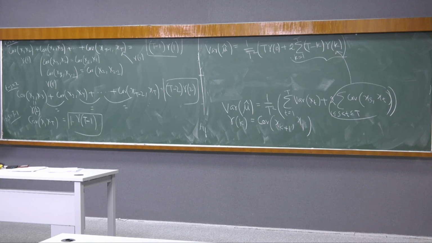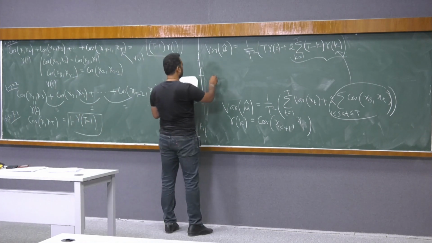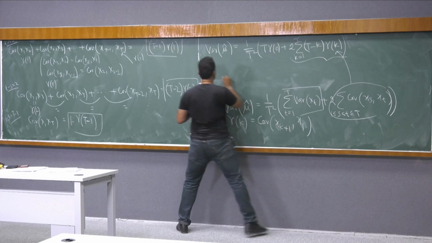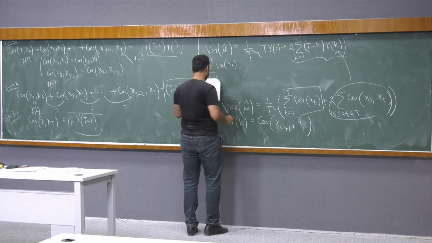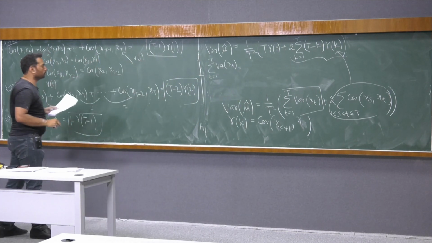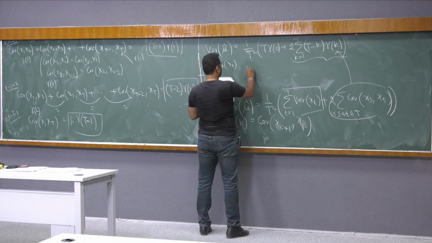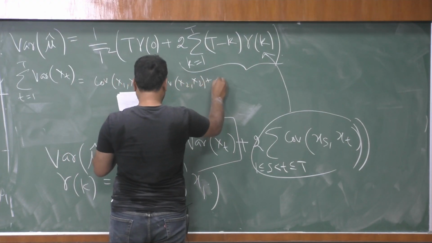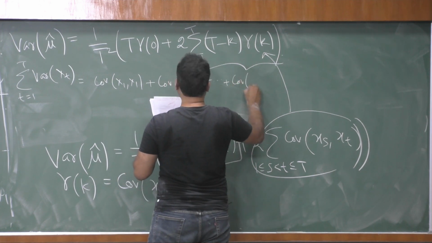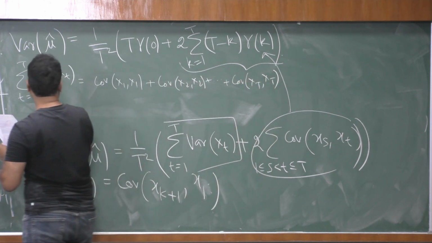So all this we can put in the sum, and then we have the first term also. To compute the first term, what we are looking at is this: the sum of the variance of x_t, for t equal 1 to T. For t equal to 1, this is the covariance of x1, plus covariance of x2, plus dot dot dot, plus covariance of x_T. This is the sum we are trying to do.